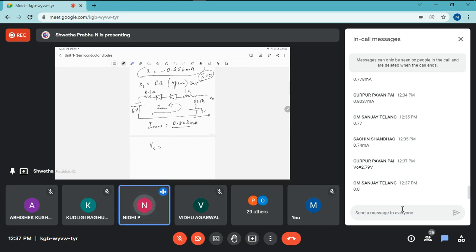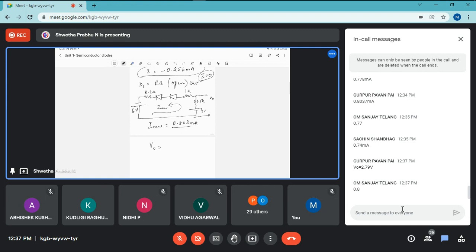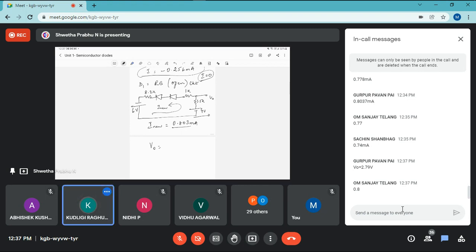Find the output voltage. Minus 2.79, ma'am. No, it is not minus, it's plus 2.79. Yes, correct. So 2.8 volts.